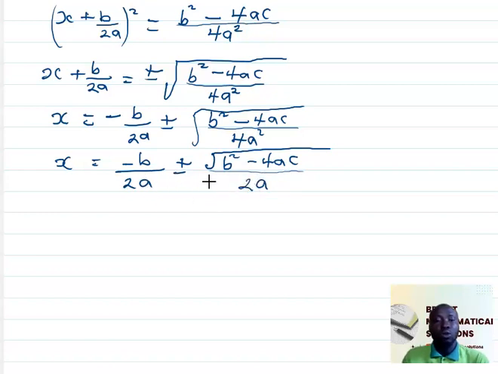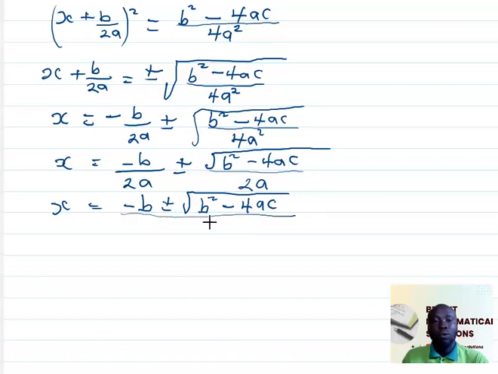So we can solve this together, and this will now become x, since they have the same denominator, x equals minus b plus or minus the square root of b raised to power 2 minus 4ac, the entire expression all over 2a.